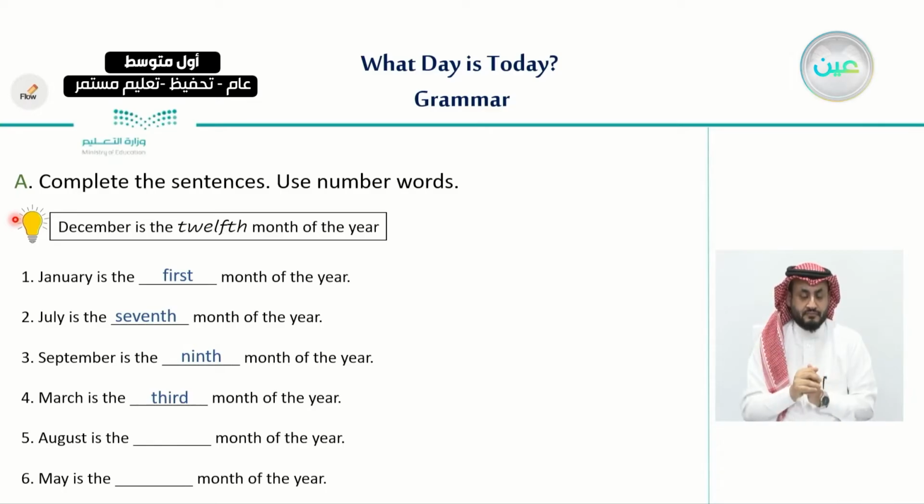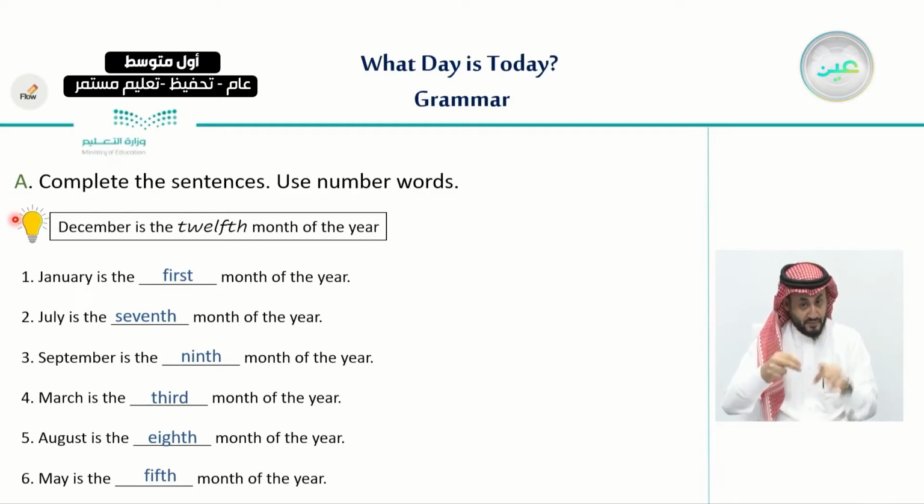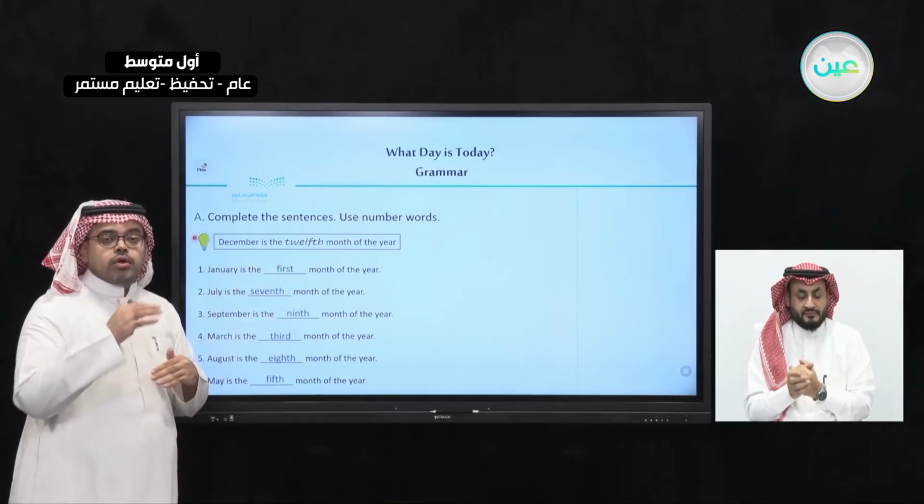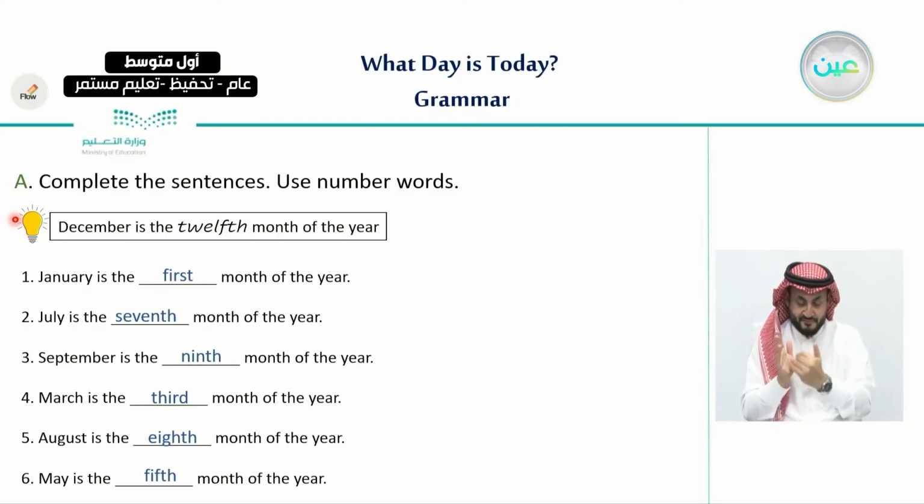And number five, August. August is the 8th month of the year. And number 6, May. May is the 5th month of the year. So when you have a look at the months of the year, and when you read the order of each month, you can compare your answers with it. It's very important, as we said, to know the order of the months of the year.